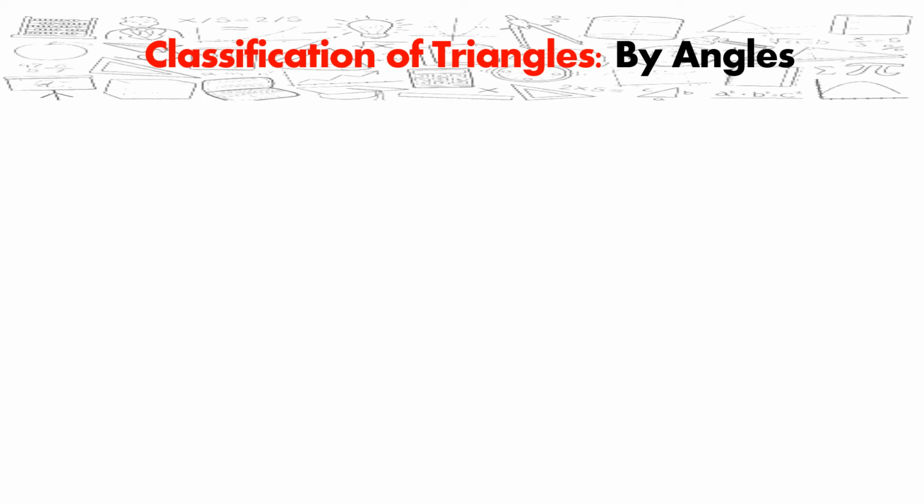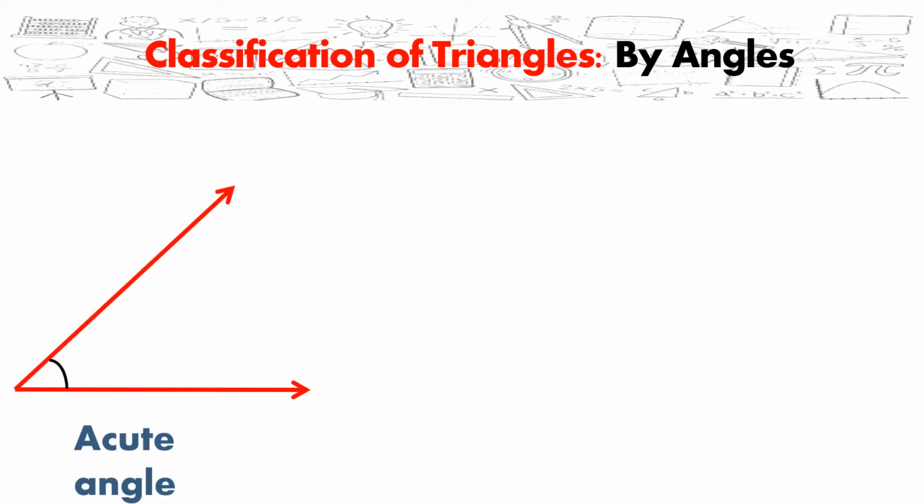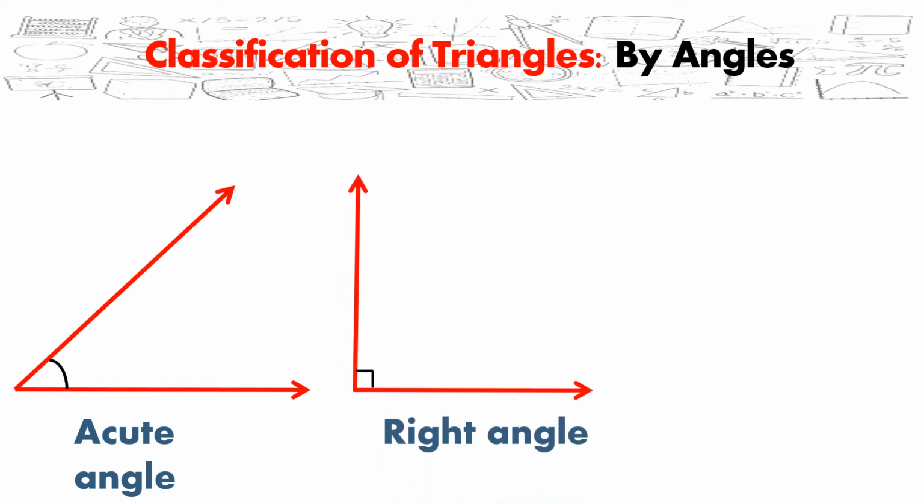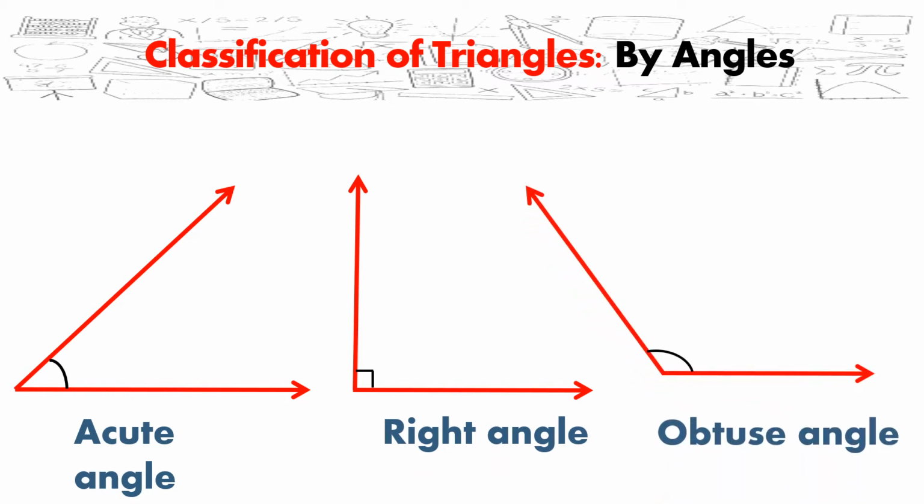Before learning the classification of triangles by angles, let us do a quick recap of all the angles that we know. First of all, acute angle. If you remember, an acute angle measures between 0 and 90 degrees. Then, if an angle measures 90 degrees, it is said to be a right angle. And what is the name of an angle which measures more than 90 but less than 180? Yes, it's an obtuse angle.